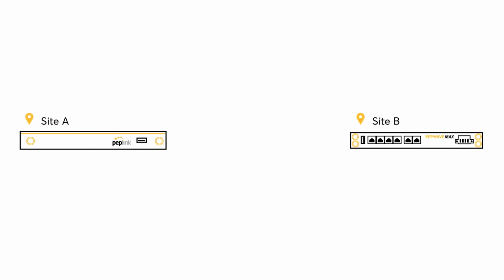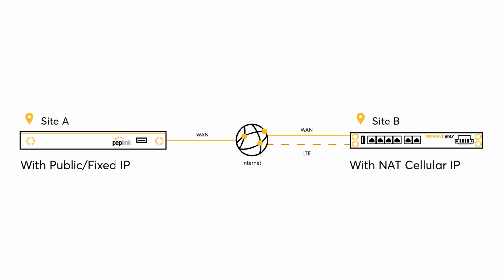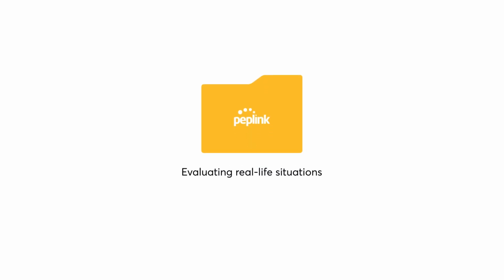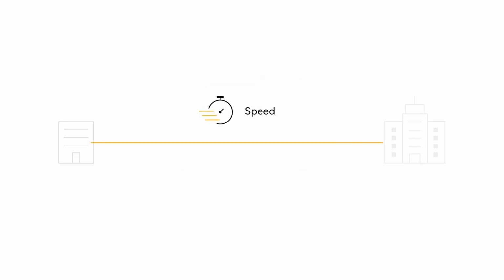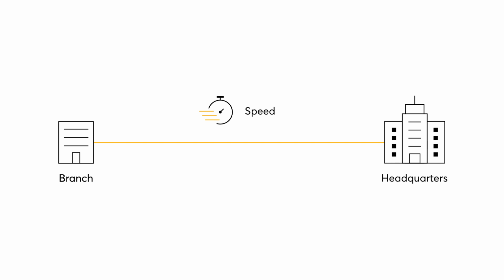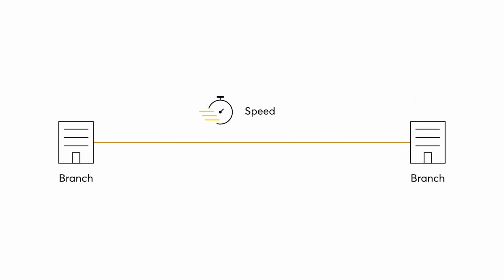In general, it is useful for network architectures where a router in one site has a fixed or public IP, and a router in another site is connected with a NAT cellular IP. It is a crucial resource that Peplink has implemented for evaluating real-life situations, such as analyzing the connectivity speeds between a company's HQ and branch, or even branch-to-branch connectivity.